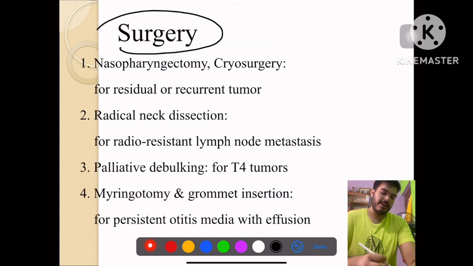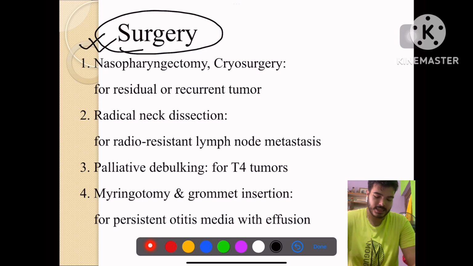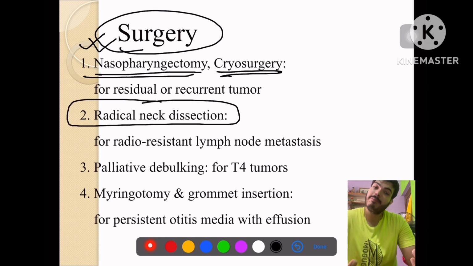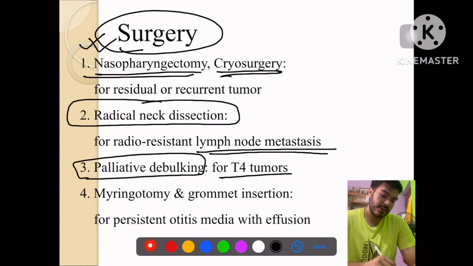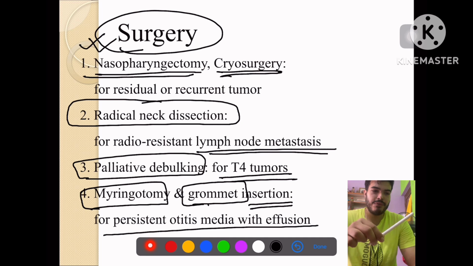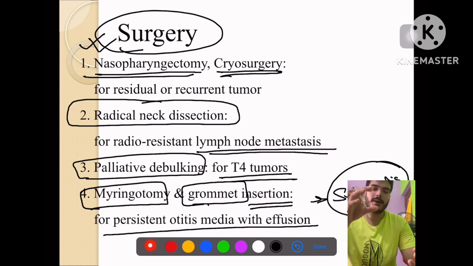Chemotherapy, of course, cisplatin and 5-fluorouracil, is given if there is radiation failure, and for palliation in the case of distant metastasis. If it's palliative therapy, you have to go for chemoradiation. Chemo, as well as sometimes surgery, is needed. So in surgery, what can you do? You can go for nasopharyngectomy, cryosurgery, or radical neck dissection because lymph nodes are involved here. You can also go for palliative debulking, just debulk everything.